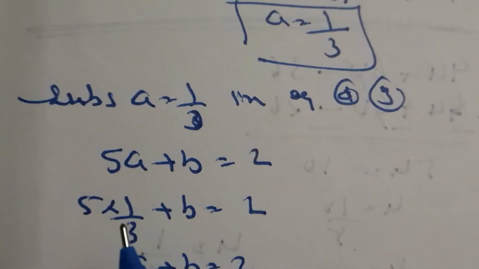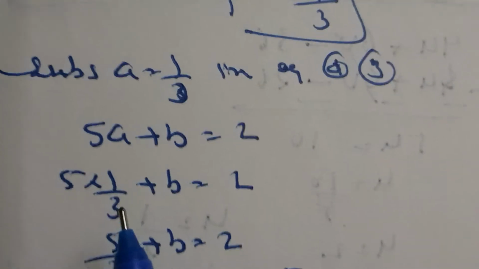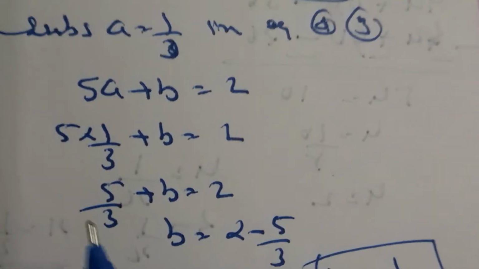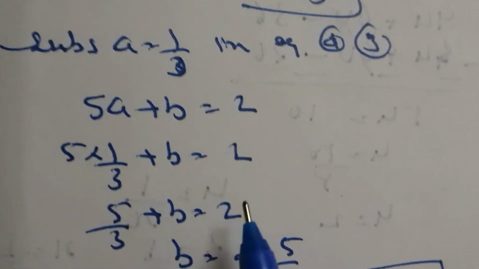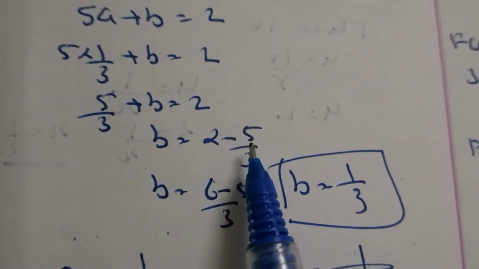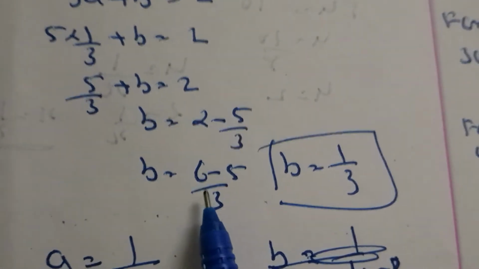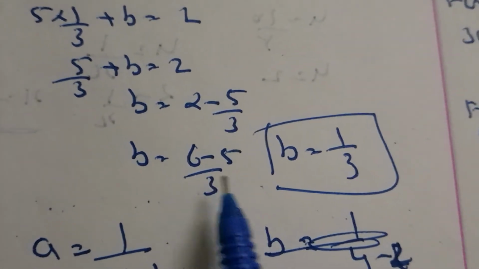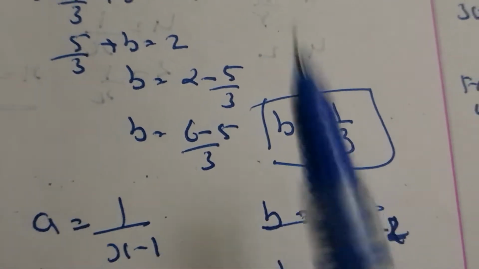So a is equal to 1 upon 3. So 5 into 1 upon 3 plus b is equal to 2. So 5 upon 3 plus b is equal to 2. So taking 5 upon 3 on the right hand side, it becomes minus, and by taking LCM it becomes (6 minus 5) upon 3. So b is equal to 1 upon 3.